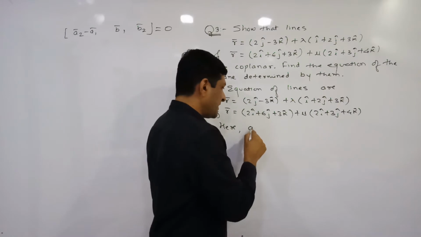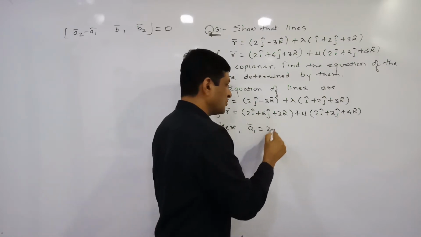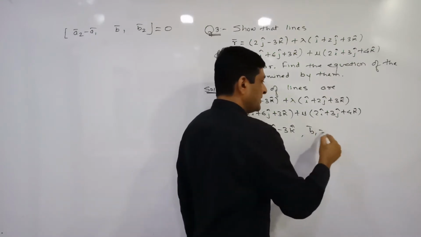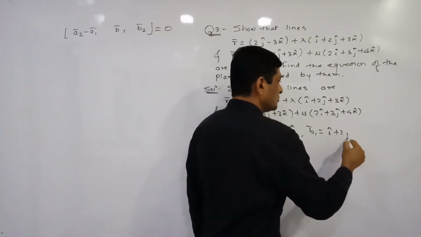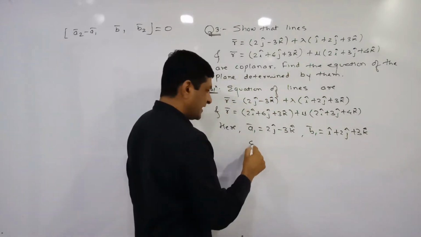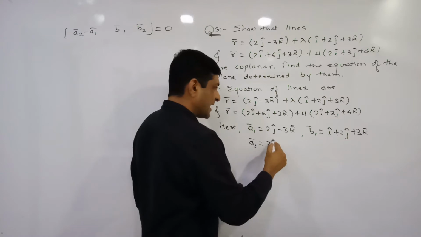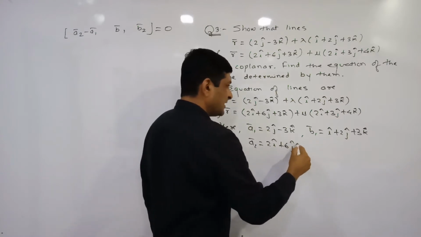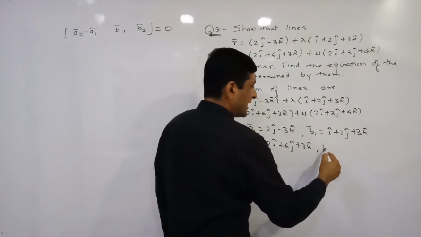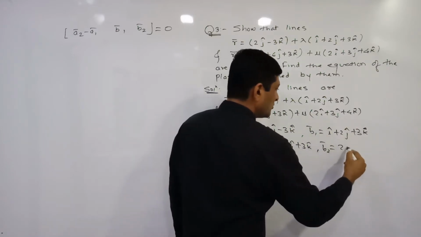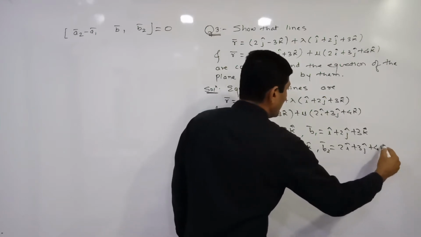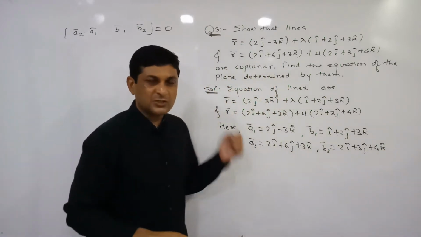So what is the value of A1 bar here? A1 bar is equal to 2j cap minus 3k cap, and the value of B1 bar will be equal to i cap plus 2j cap plus 3k cap. Then the value of A2 bar is equal to 2i cap plus 6j cap plus 3k cap, and the value of B2 bar is equal to 2i cap plus 3j cap plus 4k cap. All these values we are getting from the equations of the two planes.